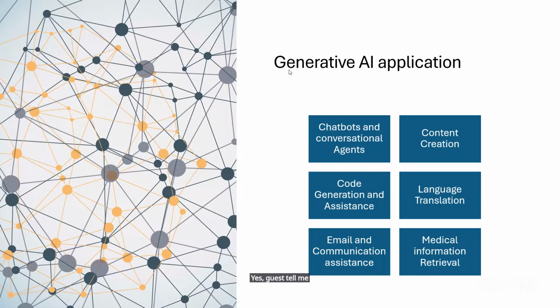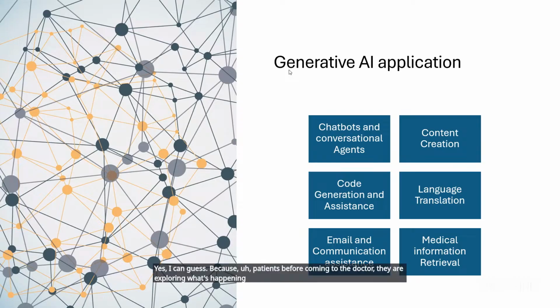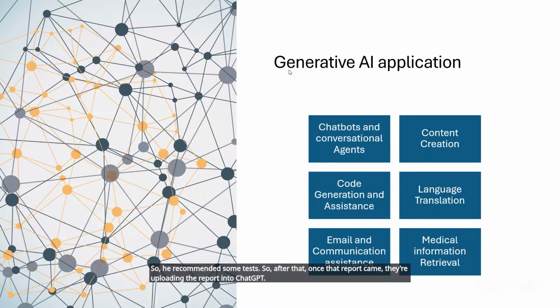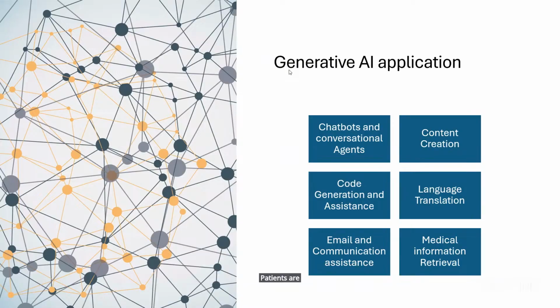Because patients, before coming to the doctor, are exploring what is happening and what the medications are using AI and ChatGPT, and then they go to the doctors to verify whether the doctors are giving the right medication. Exactly. One of my cousins, a doctor, told me the other day: he recommended some test, and once the report came, patients are uploading the report into ChatGPT.